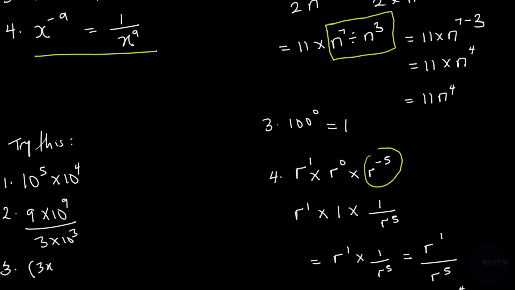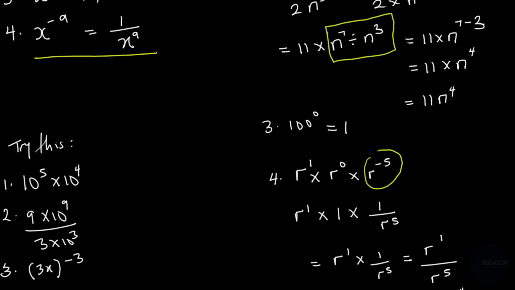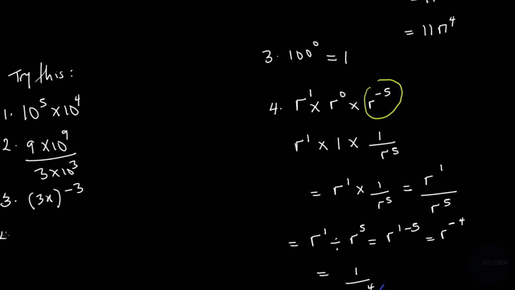The third one, if you have something of this nature, 3x, note here that 3 and x are together inside the brackets and everything is raised to the power of negative 3. And lastly, number 4, I want you to try this: a raised to the power of 9 multiplied by a raised to the power of negative 9, divided by b raised to the power of 0.